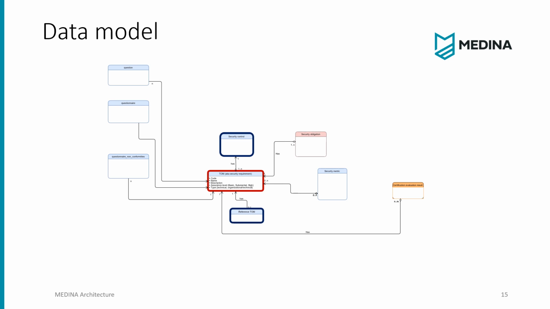Furthermore, the model shows that a TOM is associated, on the one hand, with the entities security metric, security obligation, and evaluation result. On the other hand, we see that it is linked to 3 questionnaire-related entities.